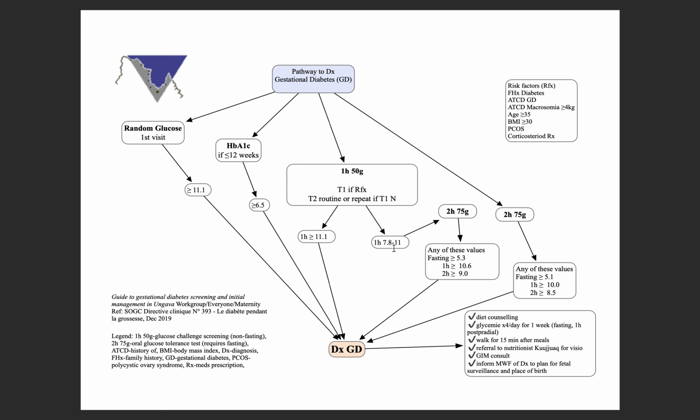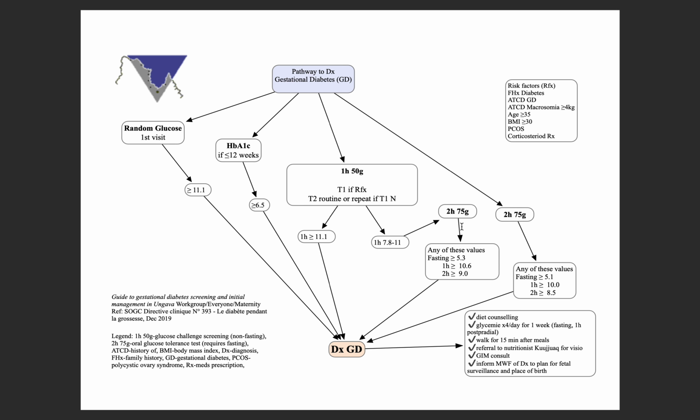If she has a high level, so we caught her in the screening test of the 50 gram, then we go on to a 2 hour 75 gram test. And she's given more generous values. So a fasting of over 5.3.